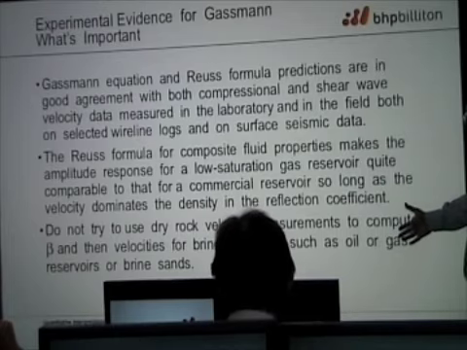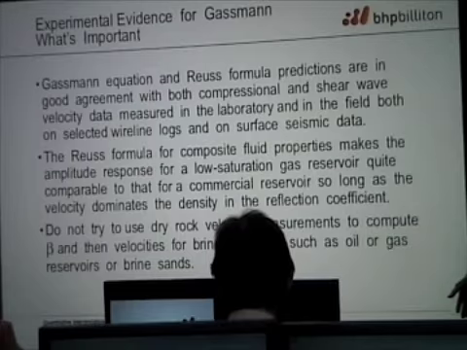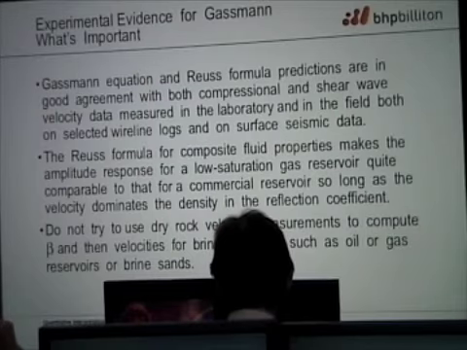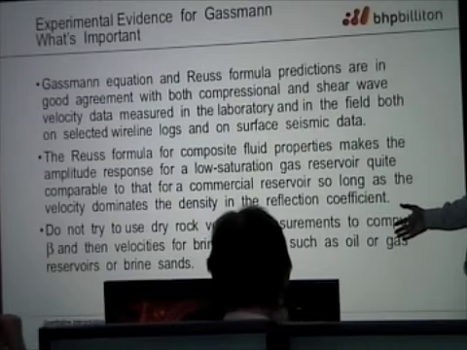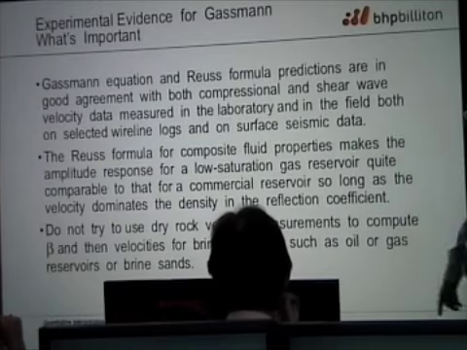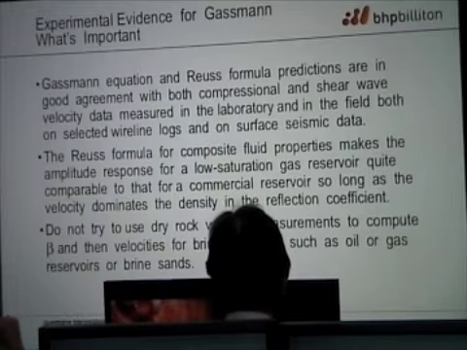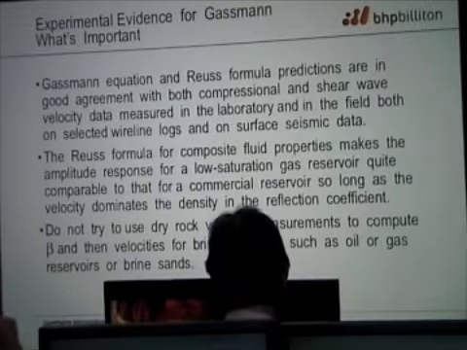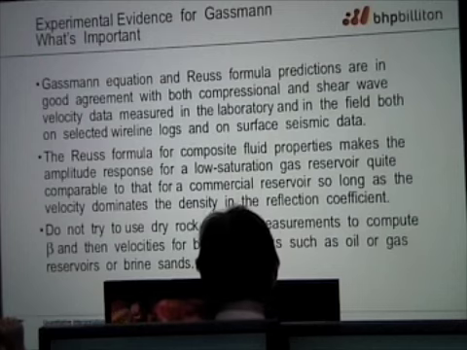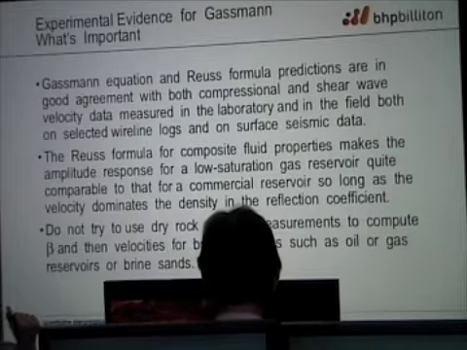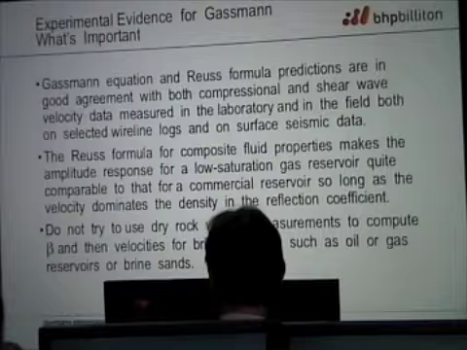And the last one: don't try to use dry rock velocity measurements, or empirical relations derived from dry rock velocity measurements, to estimate your matrix moduli. For velocities of wet rocks, such as oil or gas reservoirs with brine saturated, use the brine saturated numbers for the matrix modulus you derive from brine saturated measurements. You will get much better predictions that way.